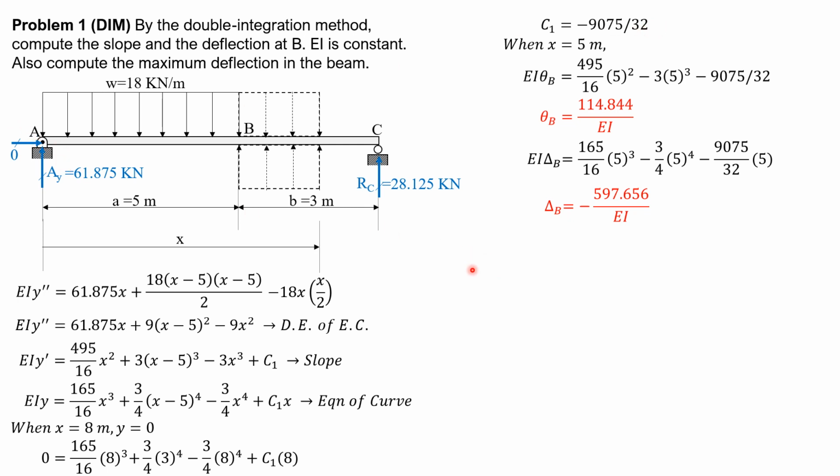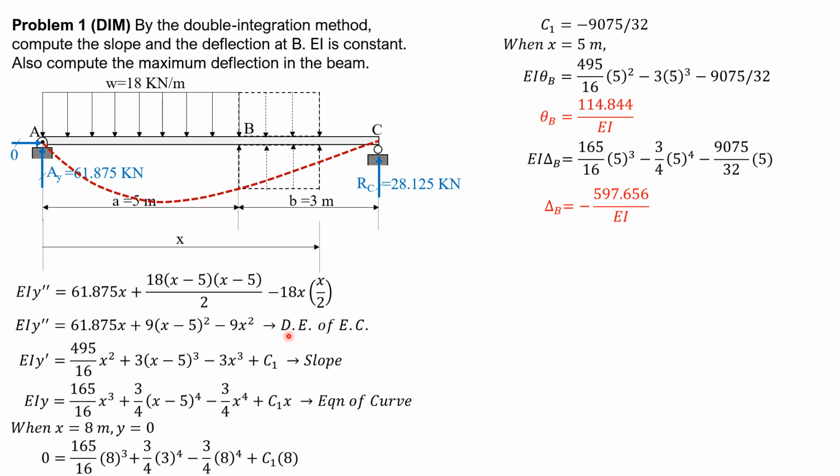Then for the maximum deflection, of course the maximum deflection occurs somewhere here. The value of x is less than 5, if you analyze it, because the uniform load is concentrated on portion AB, so the maximum deflection is expected to occur somewhere between A and B. And the value of x for that is anticipated to be less than 5.